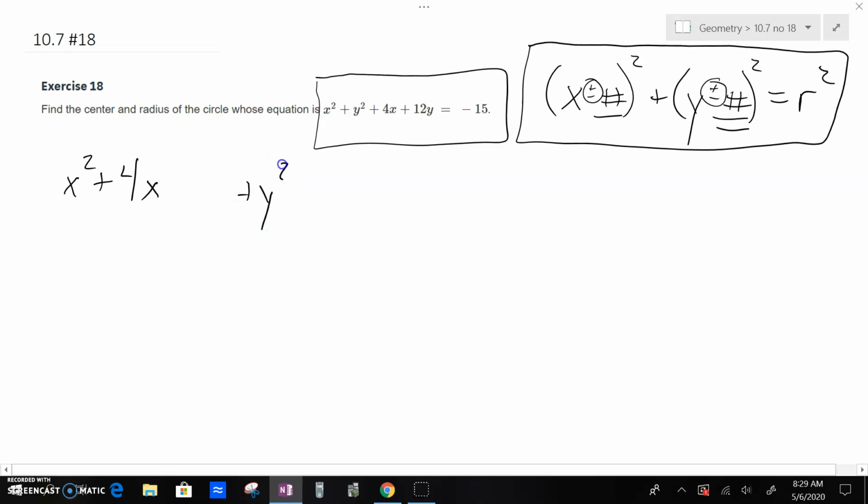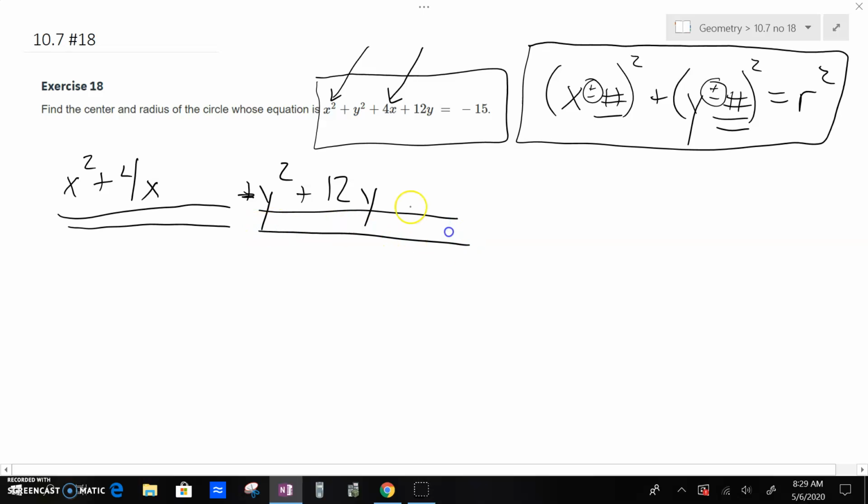So what I'm going to do, and there's a big space here intentionally, is write x squared plus 4x. That is this piece and this piece. And they both have pluses. And then y squared and 12y also both have pluses. And I'm going to leave a big space and then equals negative 15. So I haven't changed the equation. I just rearranged it. I grouped the things with x's near each other, the things with y's near each other. And then I left this big space.